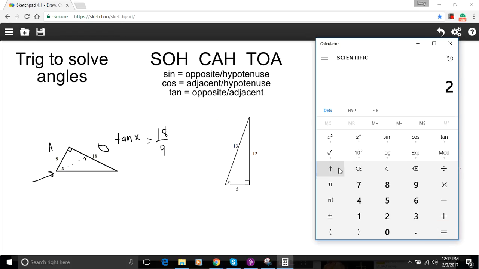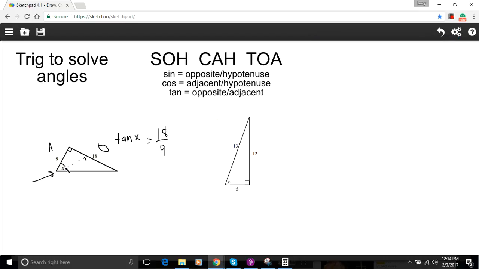The way to get inverse on this Windows 10 calculator is to press this up arrow, and then you get tangent to the -1. Well, that's really not to the -1. That's the inverse of the tangent. And we'll take that, and we get 63.43. And we probably just want to see if that makes sense. Does this look like it could be a 63-degree angle? Yeah, I think so. So 63.43 is our answer. So calculate and then do the inverse function.